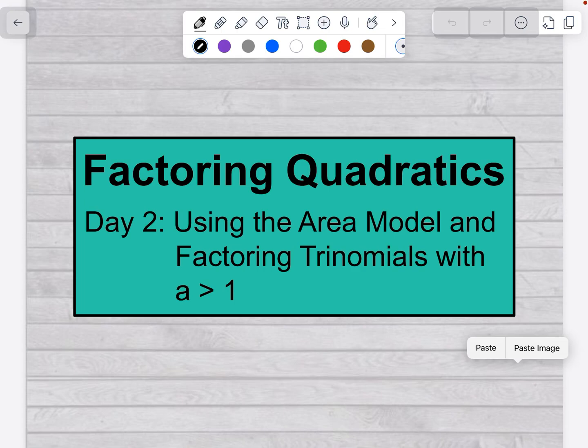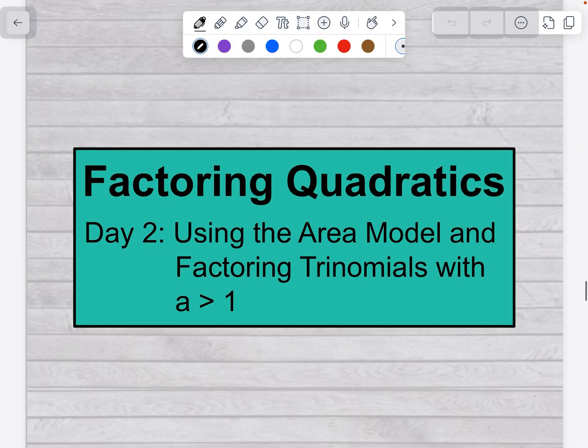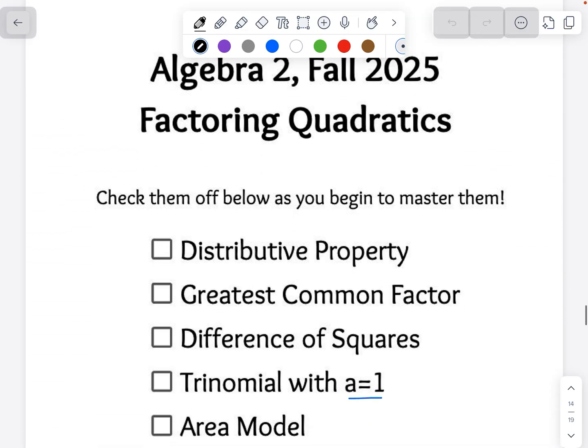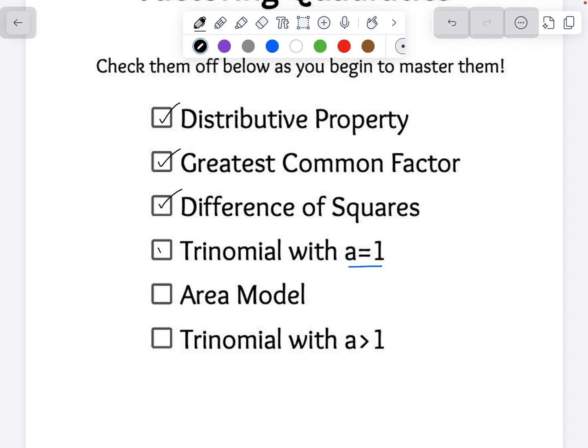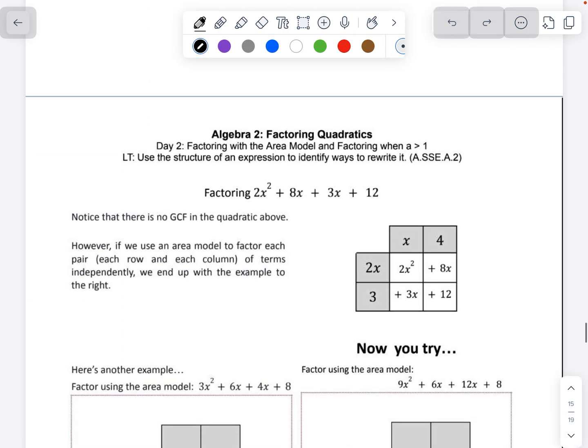So here is day 2 of our overview of factoring quadratics. Today we are going to look at factoring using the area model, also known as factoring by grouping, and then factoring trinomials where the leading coefficient, the value of a, is not 1, where it's greater than 1. So we've already done distributive property, we've done greatest common factor, we've done difference of squares, trinomial with a equals to 1. So today we're going to do area model and trinomial with a greater than 1.